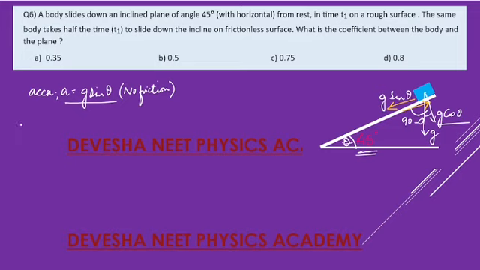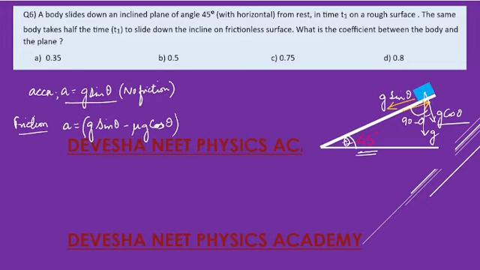Okay, and in case there is friction, then the acceleration is equal to G sine theta minus mu G cos theta. Okay, right? So we know these formulas, right? I just gave you the basic understanding of these formulas first.